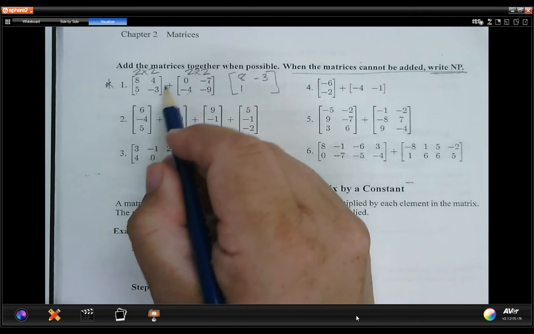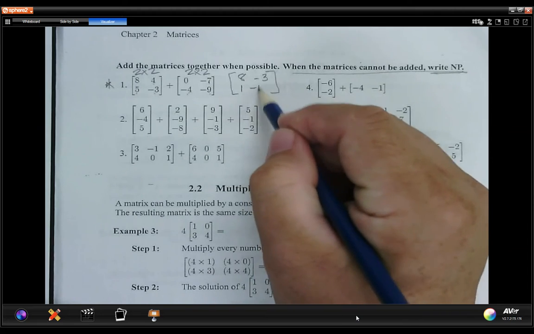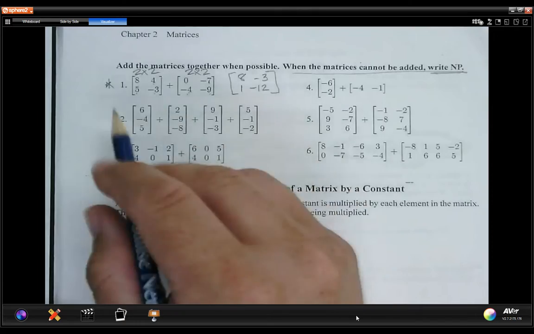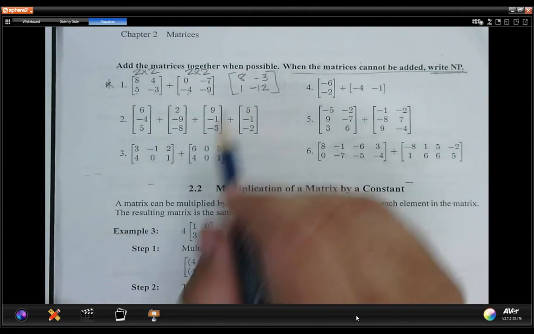And then -3 plus -9 is going to give me a -12. So there is my answer right there. And notice it is a 2 by 2. So the first thing you need to do for these other 5 questions, obviously you can just write this one down because we just did it.